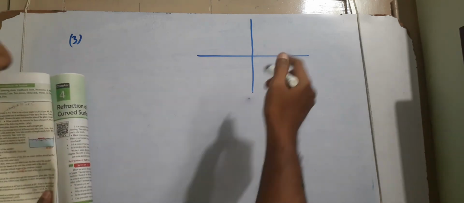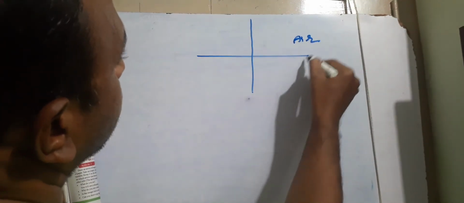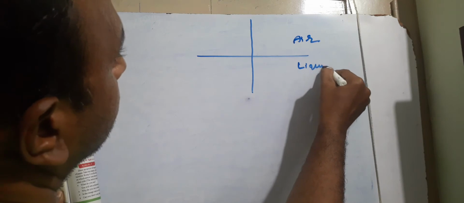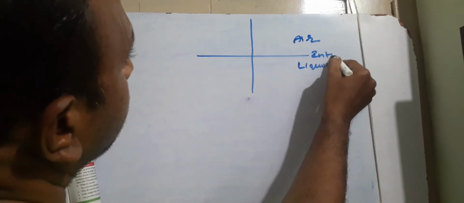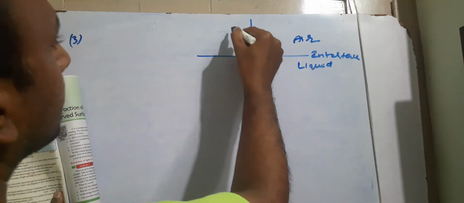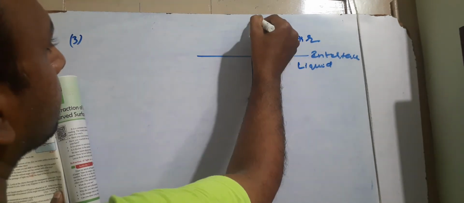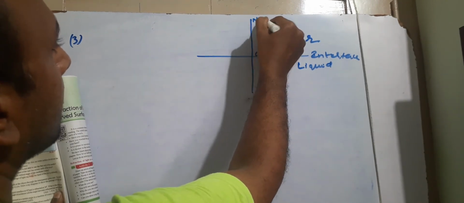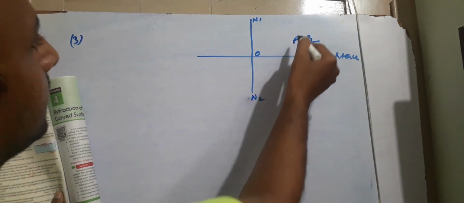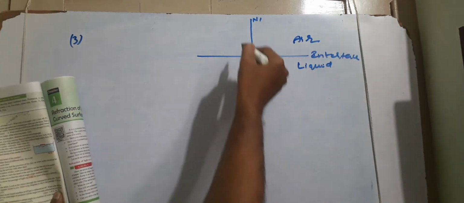So in the description the problems will be given, students. In this video the problem will be shown in the description, but here only we are explaining the solution for this one. So this is air and this is a liquid, and this is the interface. Now here it is a point, and here you can see this one is normal N1 and normal N2. It is an optically rarer medium, optically denser medium.